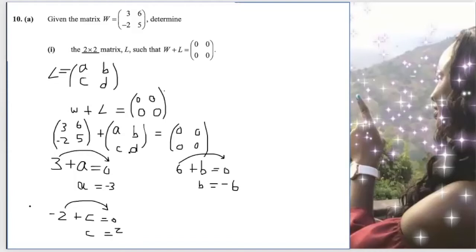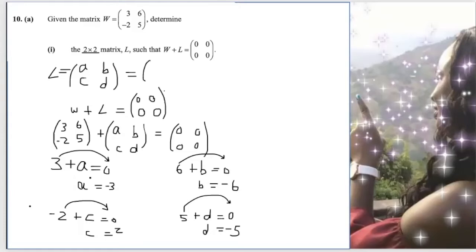Finally, we can go ahead and add 5 plus D. It must give us 0. And having this equation, I can solve. So solving, carry the 5 over the equal sign. So it becomes negative 5. So D is equal to negative 5. So here we have the values. And those are the values that we're going to substitute to create matrix L.